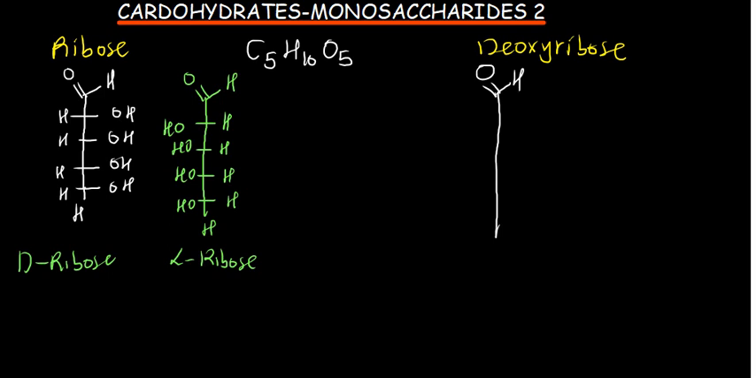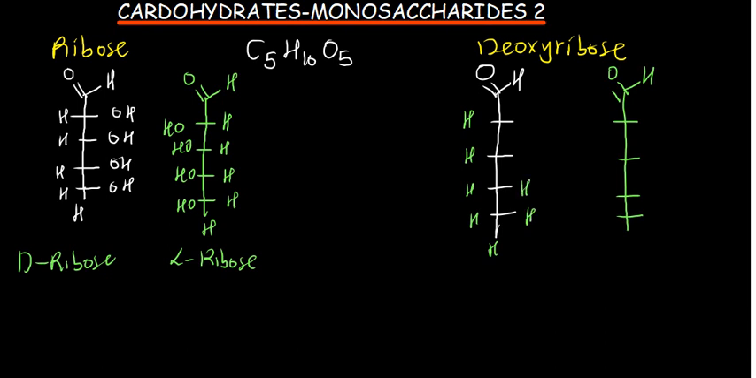One, two, three, four, five. I'm going to put another one. One, two, three, four, five. So everything, I'm just going to draw the same way you can see here. H here, H here, H here, H here, H here, H here, H here, H here.